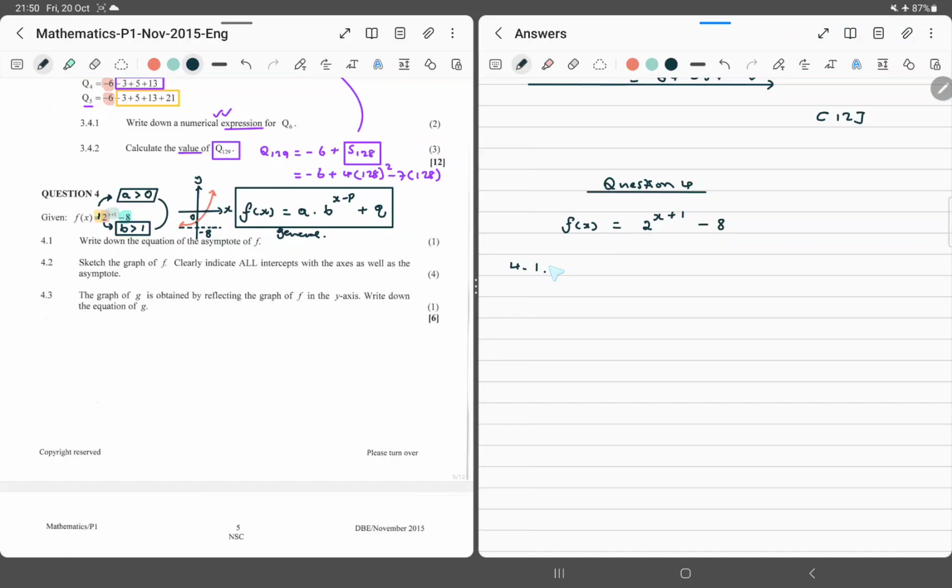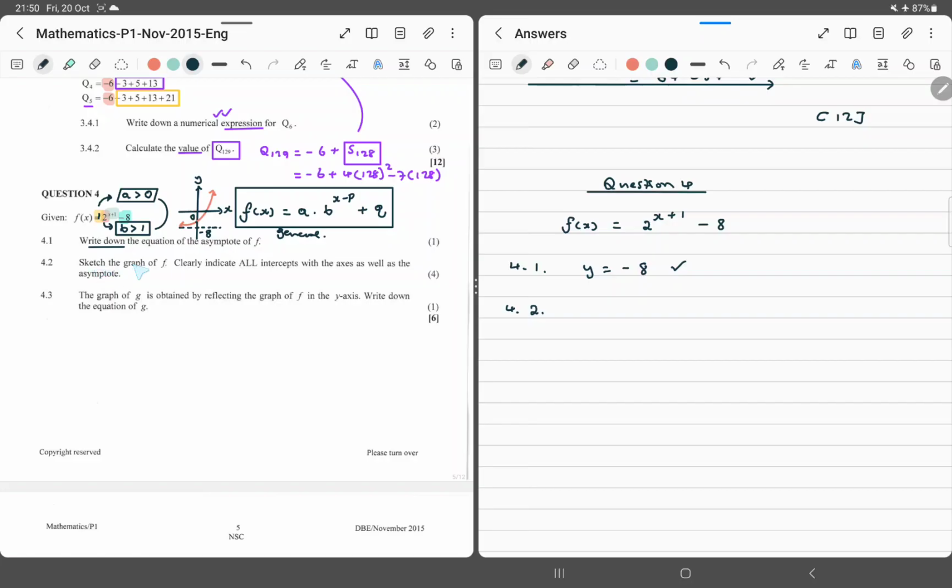So we've got 4.1. What are we told here? Write down the equation of the asymptote of f. Obviously, it's going to be the constant term. So y is minus 8. Okay, as you can see on the graph there. Nice and easy. Easy 1 mark there.